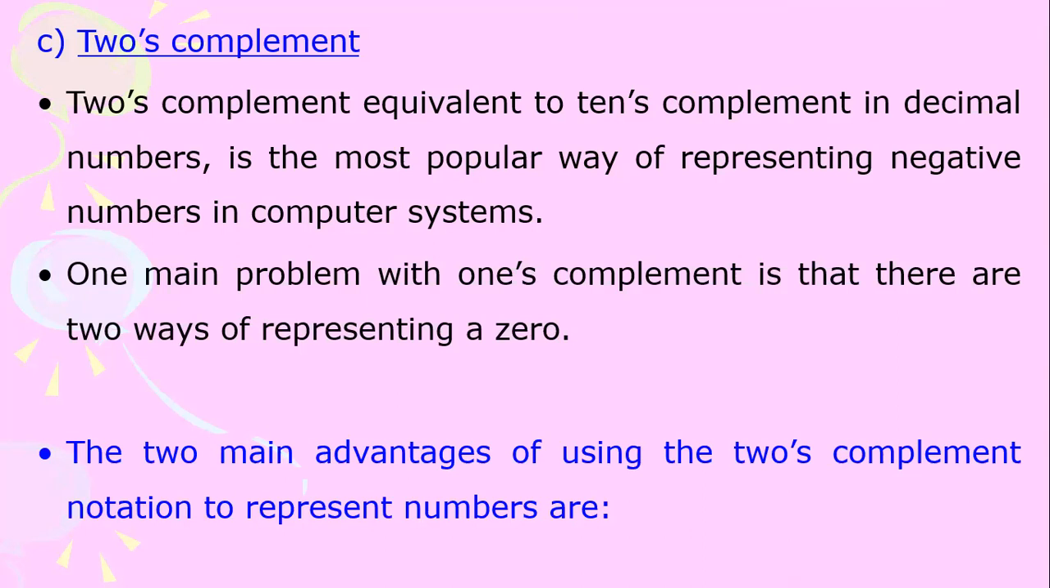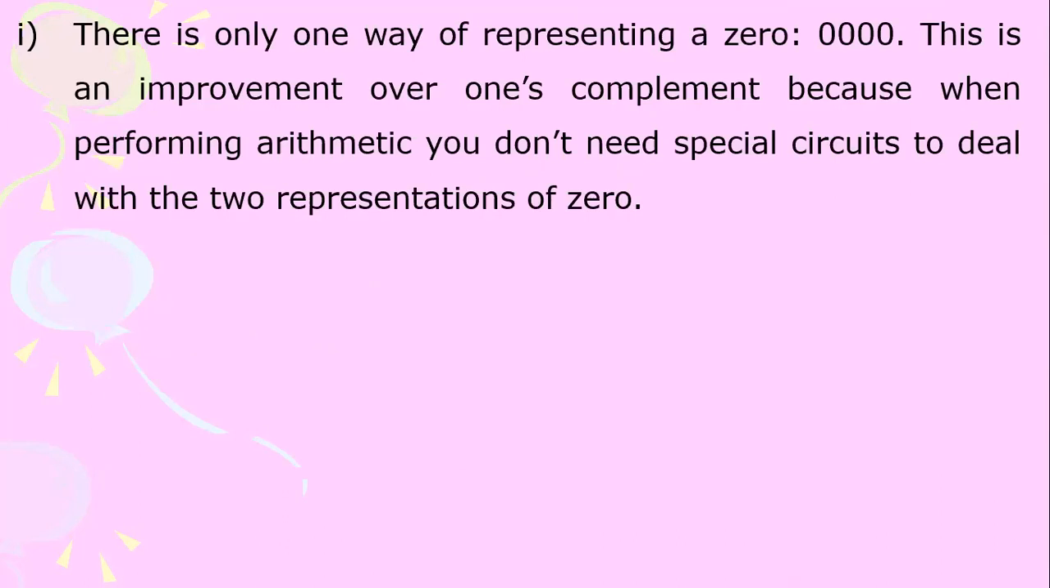So, the 2 main advantages of using the 2's complement notation to represent numbers are: number 1, there is only one way of representing a 0. That is 0, 0, 0, 0. This is an improvement over 1's complement because when performing arithmetic, you don't need special circuits to deal with the 2 representations of zeros.